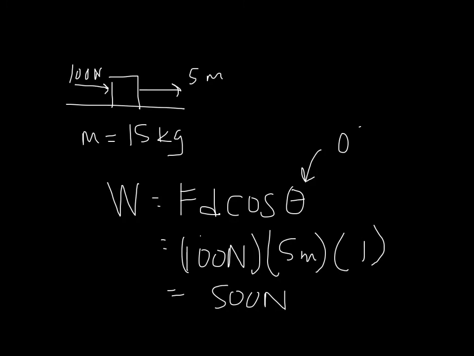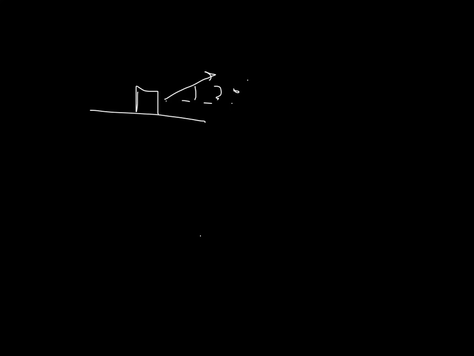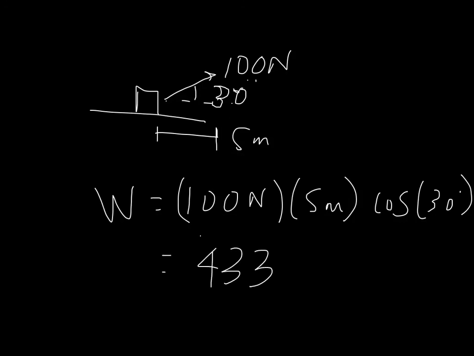If we were to change the angle at which this force acts and say that it's pulling the object at an angle of 30 degrees, and that's still the same 100 Newton force, it still goes 5 meters in that same similar direction, our work will change because our angle changed. So remember, work is 100 newtons times 5 meters times cosine of 30 degrees. And that gives us 433 joules of work.